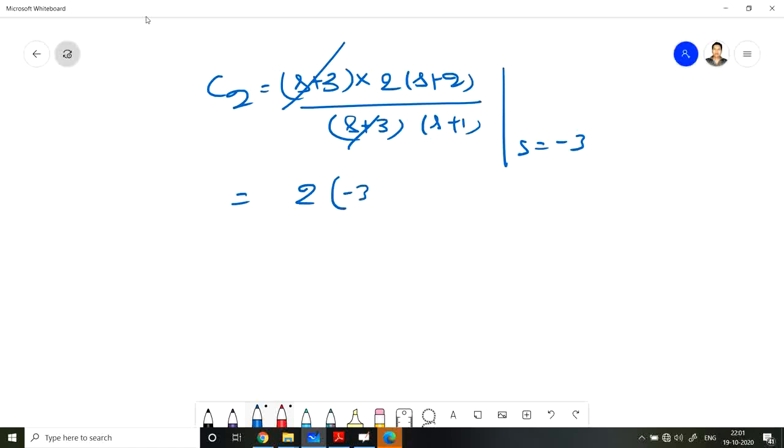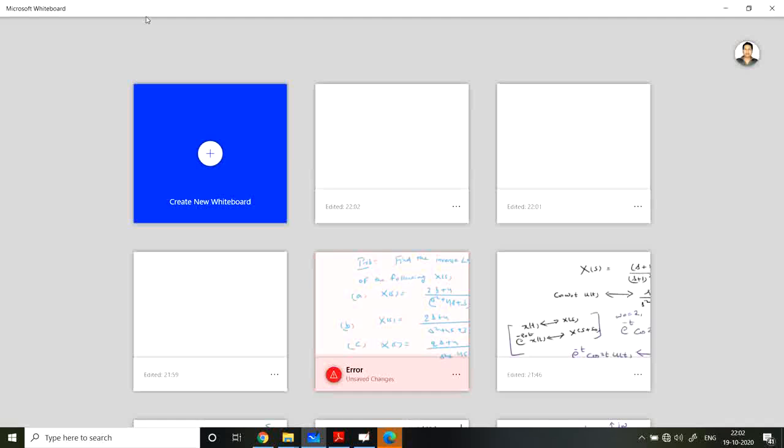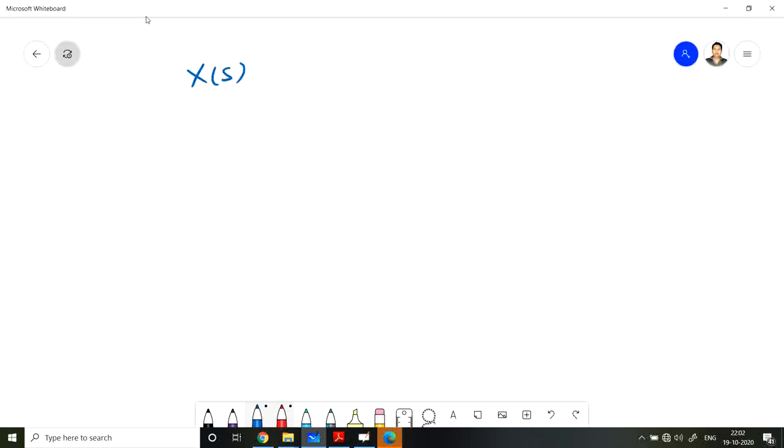So it is minus 3 plus 2, then it is minus 3 plus 1. So what we will get here is 2 into minus 1 divided by minus 1, so it is minus 2. Minus 1 will cancel out, and 2 will cancel out. So C2 is also equal to 1. So we can write X(s) as 1 divided by s plus 1 plus 1 divided by s plus 3.